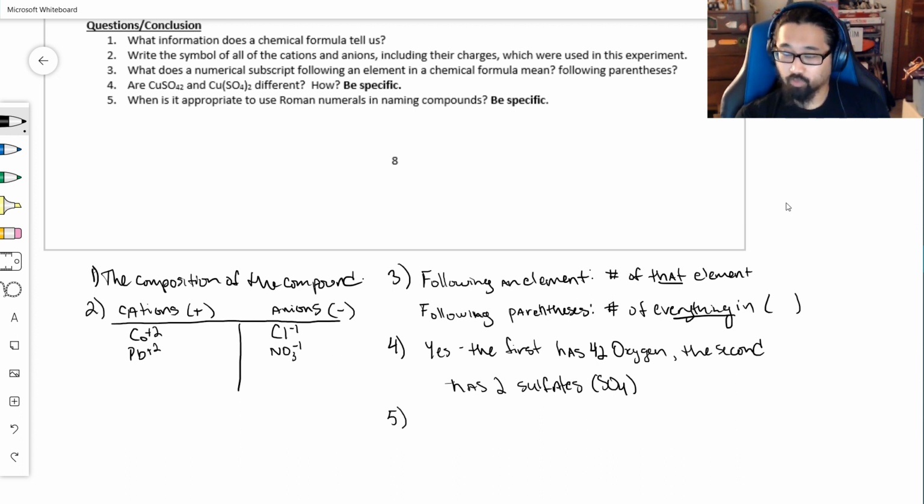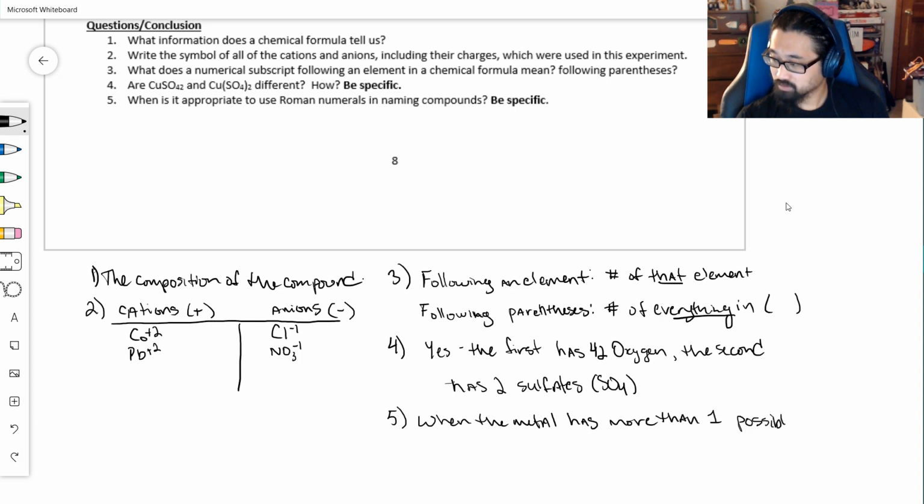Finally, number 5, when is it appropriate to use Roman numerals? Well, it's appropriate when the metal has more than one possible charge. Right, so when you check your reference table and you see that something has more than one possible charge, that's when we need the Roman numeral to name that compound.